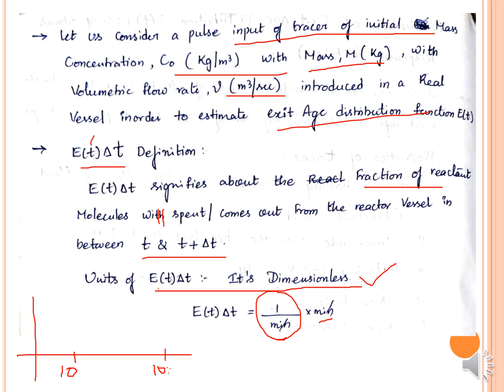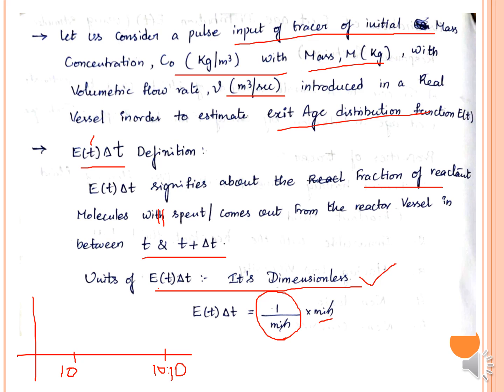Assuming that 30 minutes is the time taken for my 5 ml of acetic acid introduced in the reactor to come out completely, that is my basic understanding. In 30 minutes, all my 5 ml is coming out from my reactor.